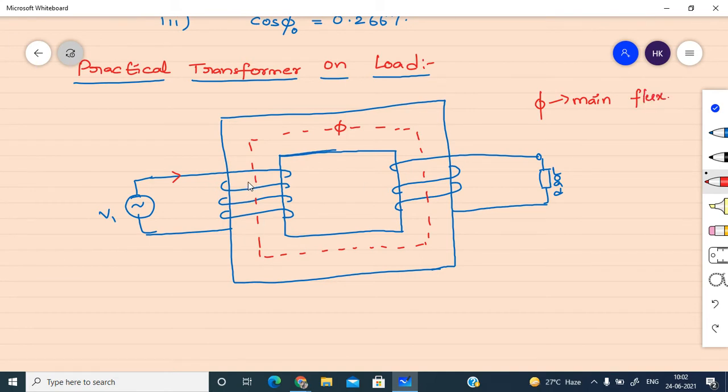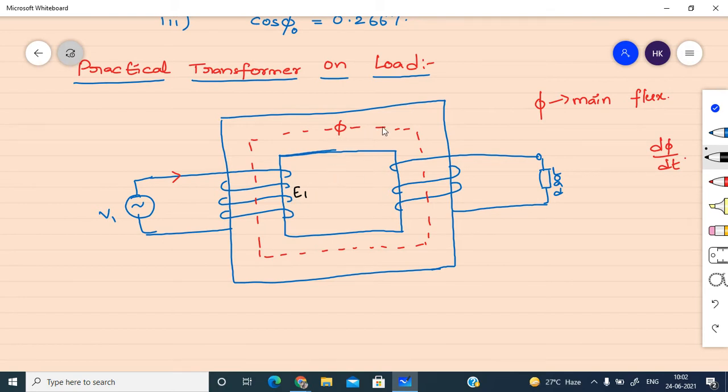So due to this alternating nature of the flux, we have d phi by dt. Flux is varying with respect to time. That means it is alternating. So whenever the flux is alternating and it is linking the winding conductor, then according to Faraday's laws of electromagnetic induction, EMF will be induced in the primary winding, and that EMF is a self-induced EMF. Let us assume it as E1.